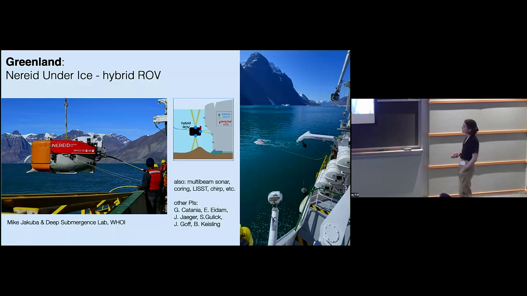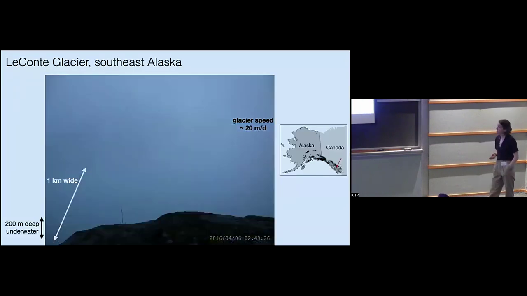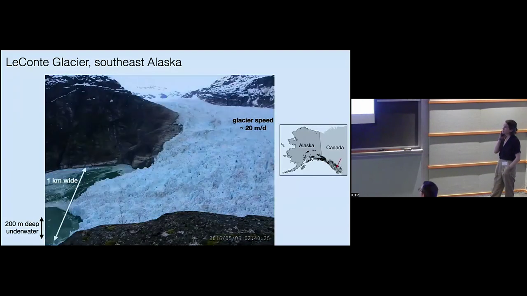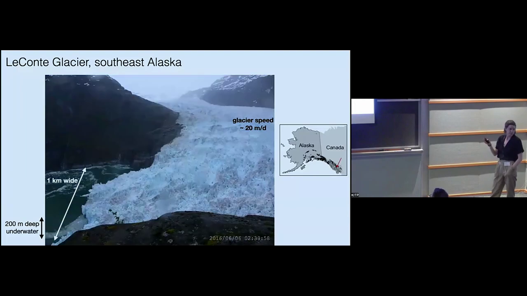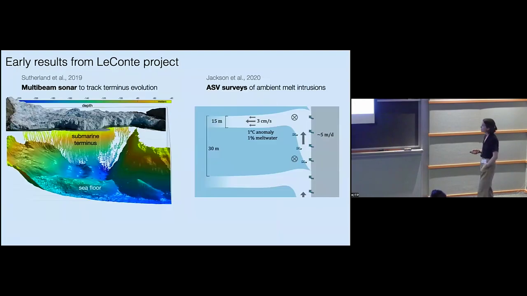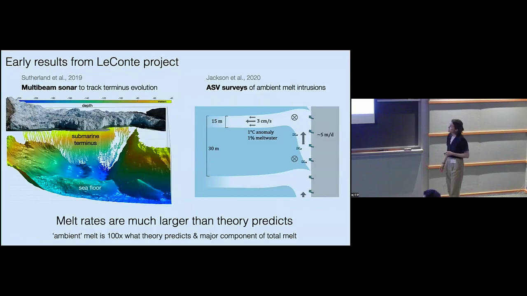Okay, so what I want to do for the last bit is show you some of the results coming out of these observations, mostly from LeConte Glacier, again in Southeast Alaska. I want to mention briefly some early results from this project. The first paper, led by my collaborator Dave Sutherland, used multi-beam sonar surveys of the ice face and watched it evolve over time, tracking its evolution, and found that melt rates are much larger than theory predicts across large swaths of the terminus.